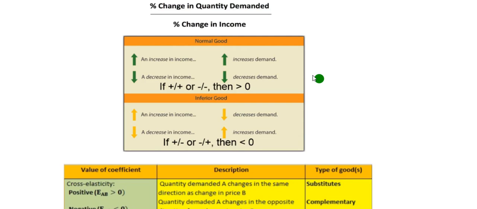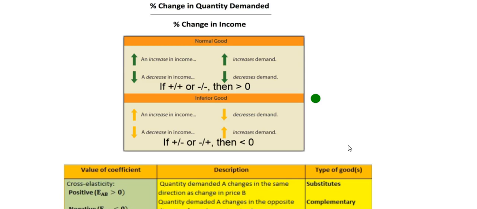Well, if a good is normal, then we assume that if your income goes up, you buy more of it. You buy more of a normal good. If a good is an inferior good, then we assume that if your income goes up, you buy less of it.